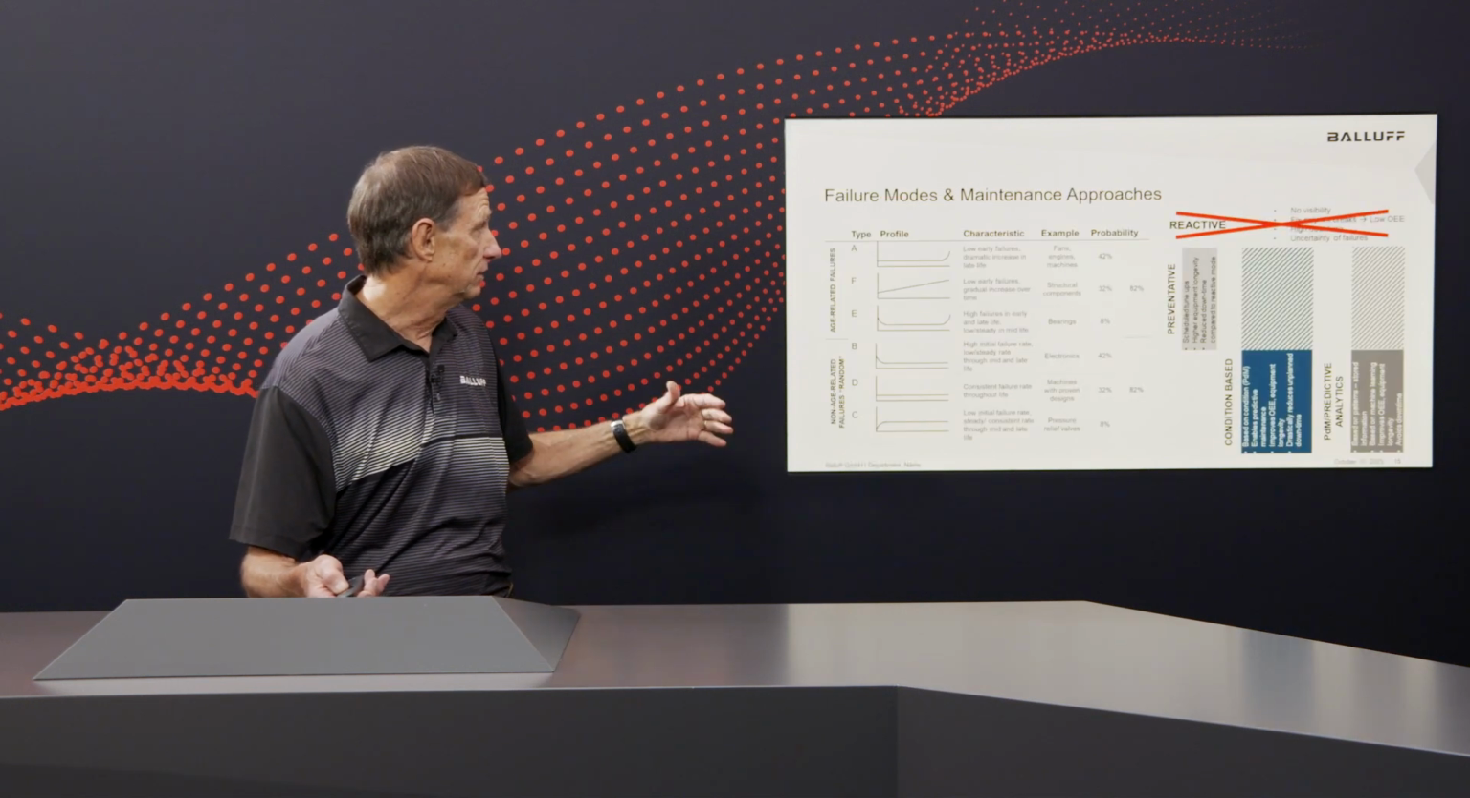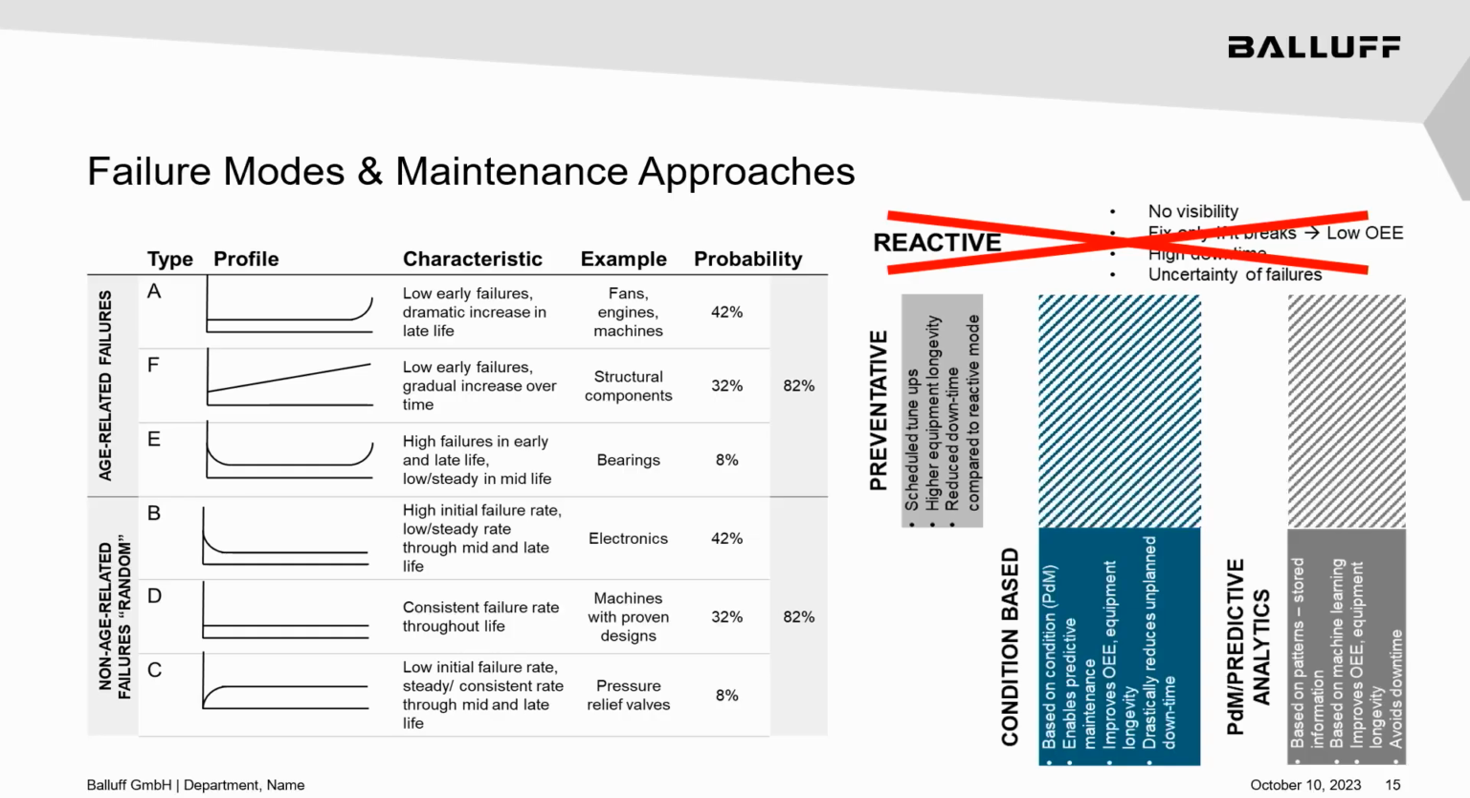So what does this mean for our maintenance approaches? If we look at the age-related failures, generally preventative maintenance is very good at addressing them, but it doesn't address non-age-related failures. Condition-based monitoring can address both the non-age-related failures and the age-related failures. And then finally, predictive maintenance can address both non-age-related failures and age-related failures also.